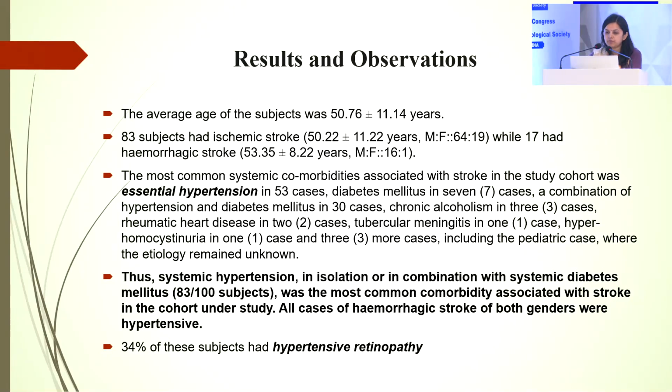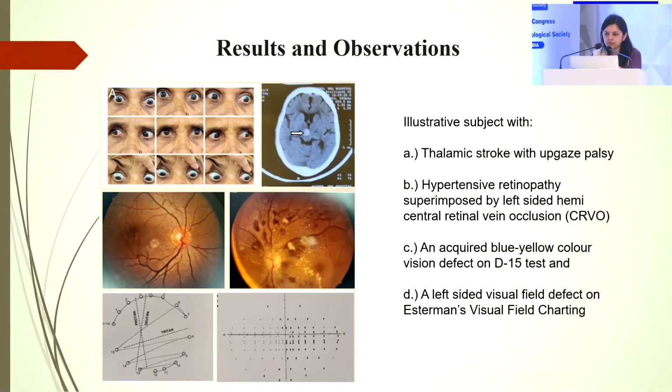Thus, systemic hypertension in isolation or in combination with diabetes was prevalent in 83% of our subjects and was the most common comorbidity associated with stroke. On examination of the fundus of these patients, we found that 34% of these 83 subjects had hypertensive retinopathy.